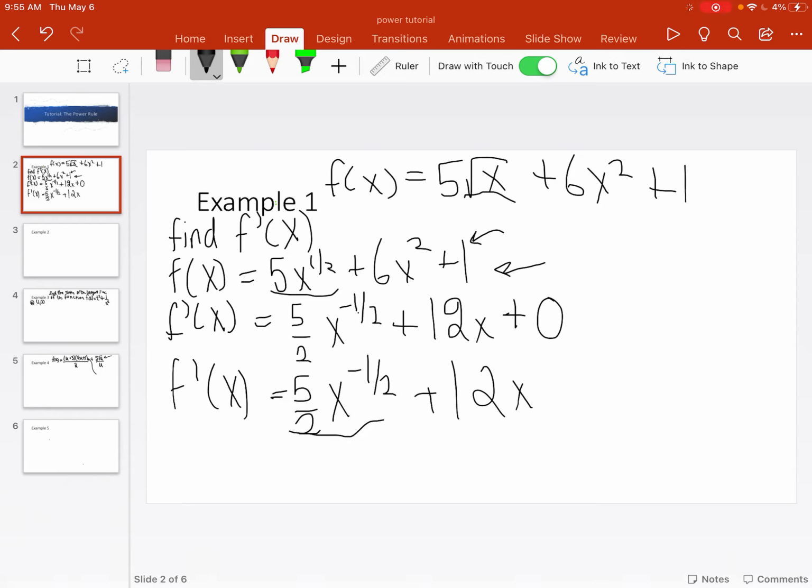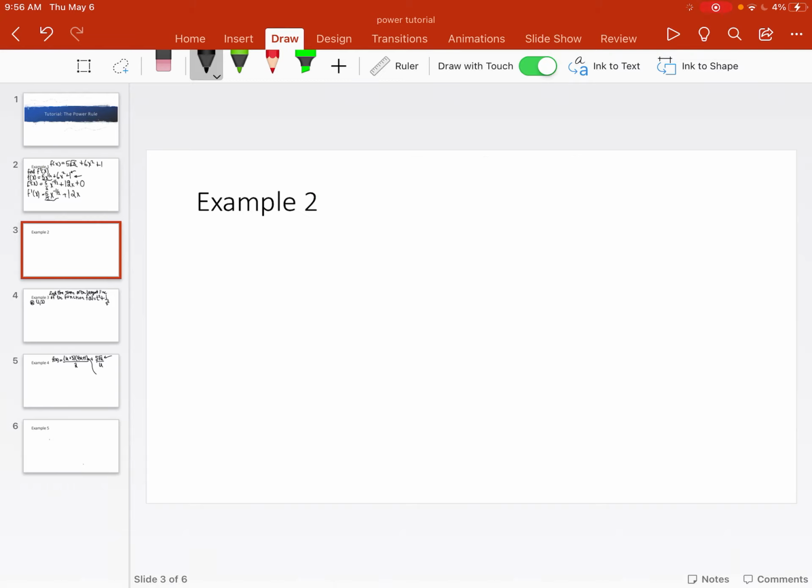You could simplify this if you want. On tests, professors and teachers won't ask you to simplify derivatives because you only have a limited amount of time. So you could if you wanted to. If you're looking for slopes of tangent lines and you got this really big expression, it's often easier just to simplify and then plug in numbers to find slopes, because you're less likely to make mistakes or miscalculations, and it's just cleaner overall. So let's go on to our second example.